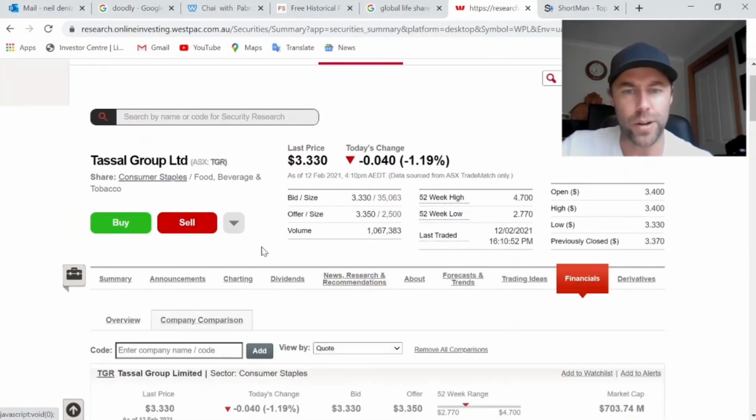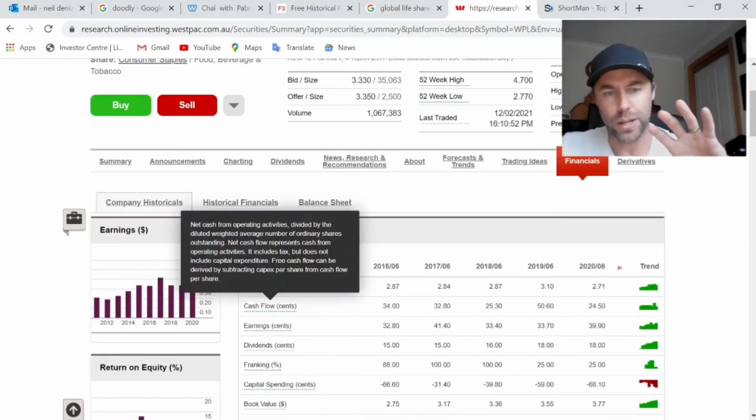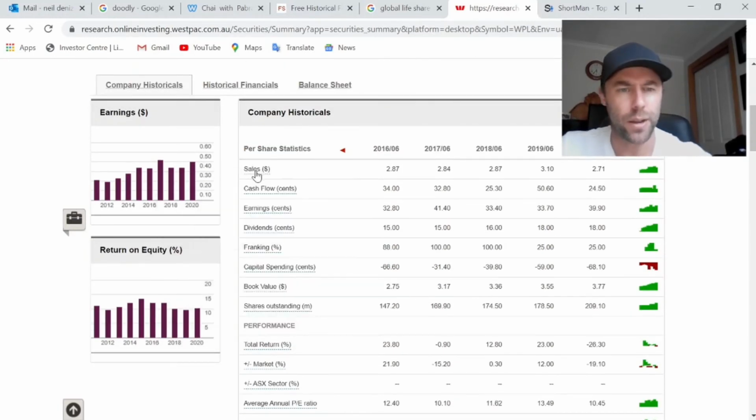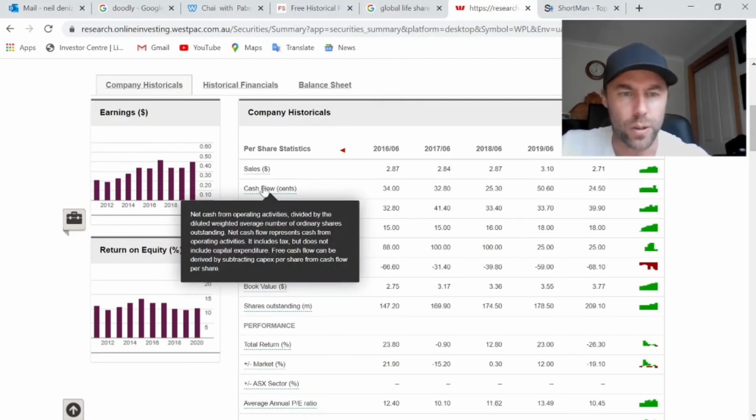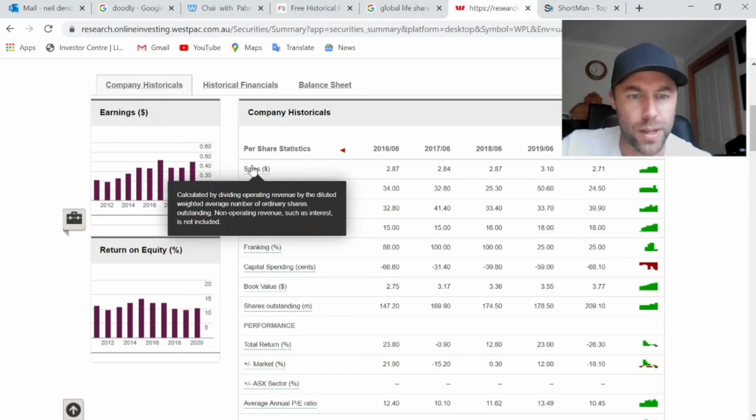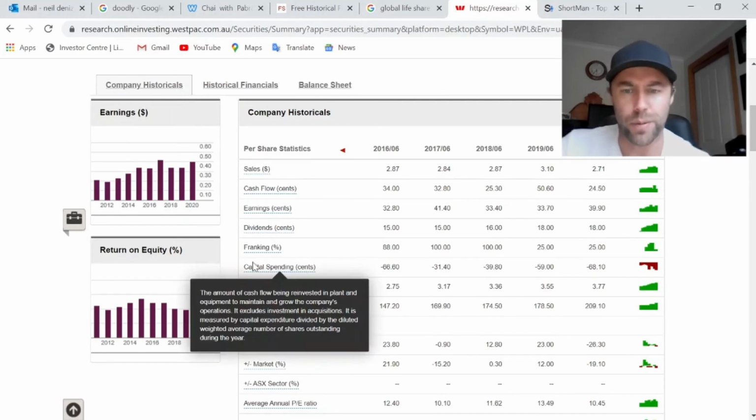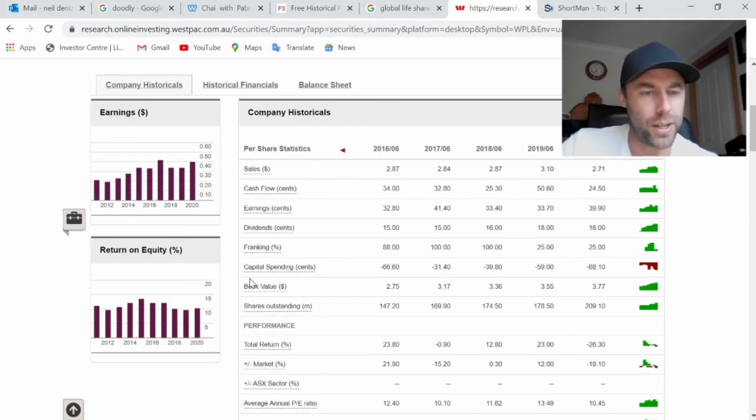And then lastly, down the far end here, we have the financials. In case you wanted to have a bit of a look over the balance sheet, which I highly recommend, looking over the company historicals, the financials and the balance sheet. And like I said earlier, if you're a bit unsure what you're looking at, just hold your mouse over it and it'll come up with what the cash flow is, what the sales are, what the capital spending is. So in case you just need something to jog your memory, oh, what am I looking at again? Then this will give you a brief reminder.